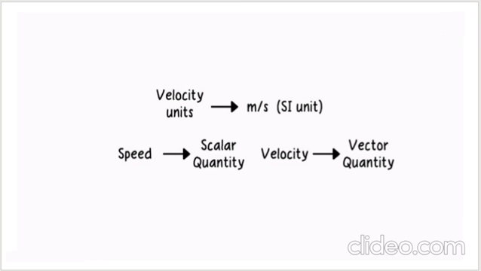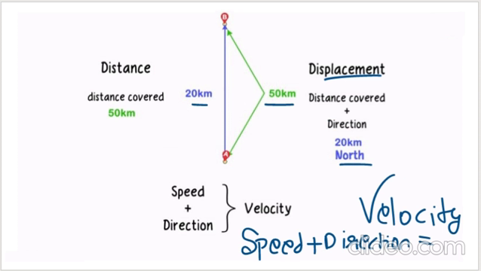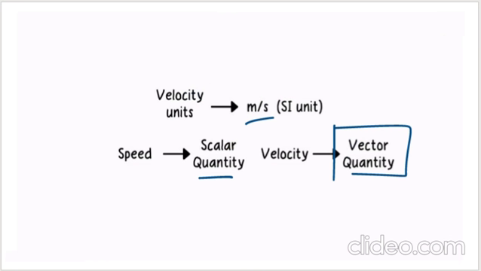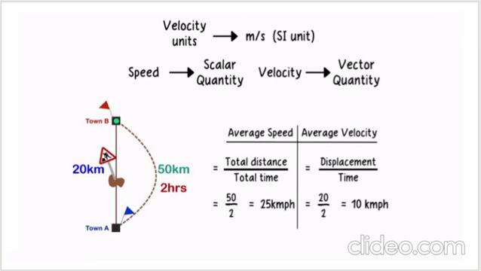Let's understand that. Velocity, the unit again is meter per second, that is the SI unit. Speed is a scalar quantity, but velocity is a vector. Why vector? Because speed and direction both are required. So that's why it is a vector quantity. Magnitude and direction both are required. So it is a vector. Now, how do we calculate it? See this, velocity units we got.